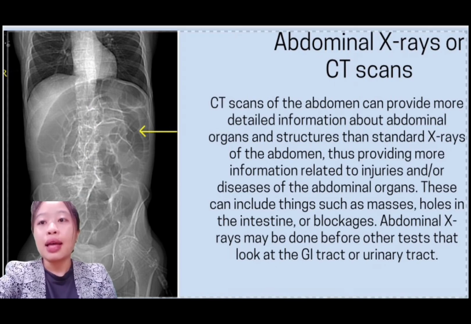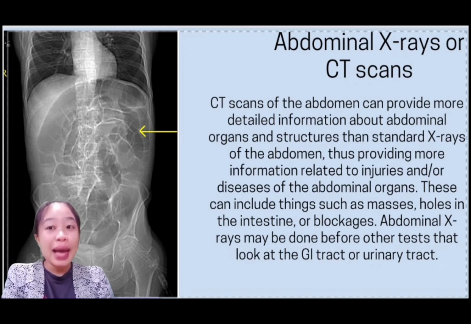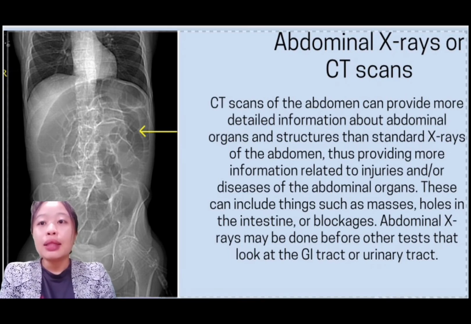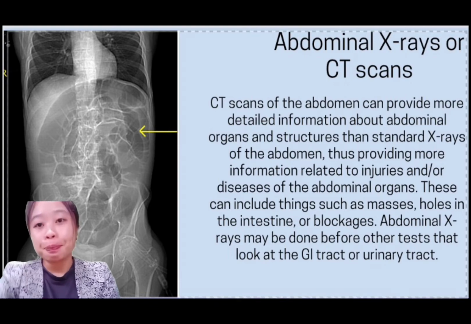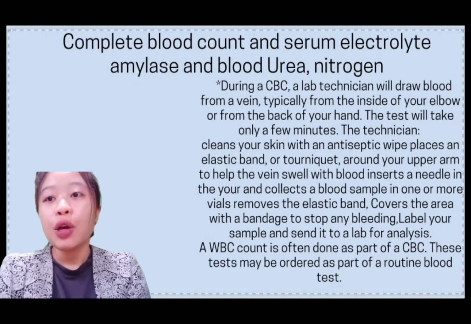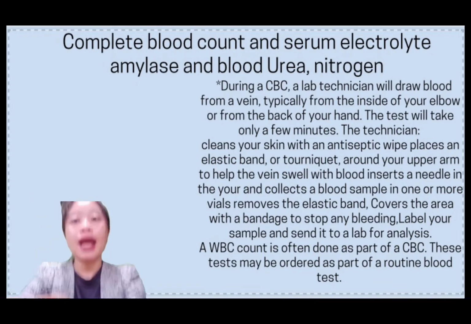And next, we have abdominal x-rays or CT scans. A CT scan of the abdomen can provide more detailed information about abdominal organs and structure than standard x-rays of the abdomen, thus providing more information related to injuries and or disease of the abdominal organs. So we have complete blood count, serum electrolytes, amylase, and blood urea nitrogen.